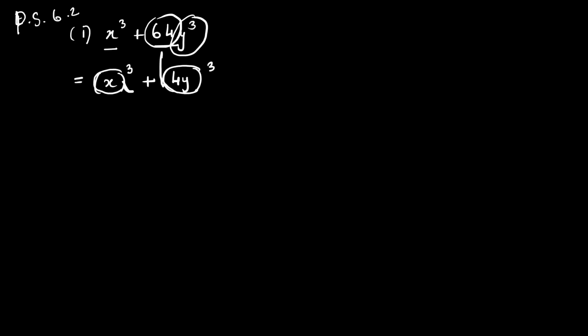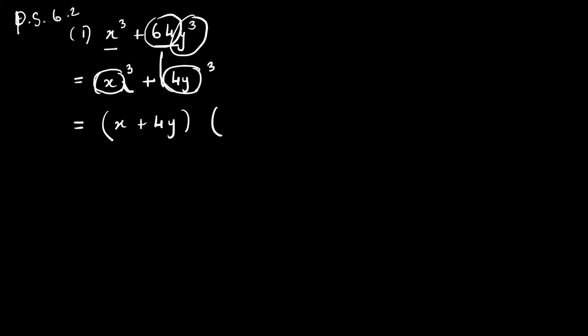Now can you see this A cube plus B cube? Yes, sir. So now tell me what is in place of A? X. And what is in place of B? 4y. Okay. So now what is A cube plus B cube's first bracket? A plus B. So what should it be here? X plus 4y. Correct.